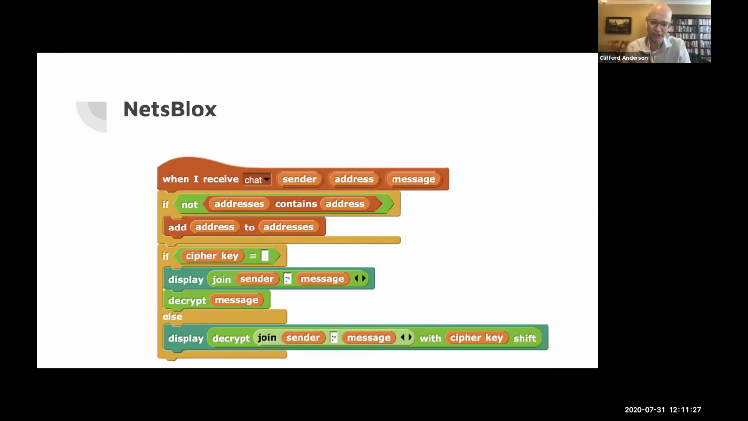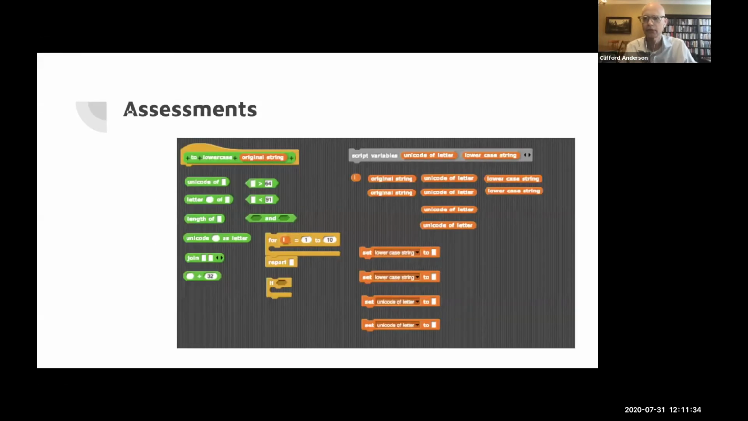Lots of sophisticated ideas that NetsBlox allowed us to develop that are sort of add-ons to typical BJC. With that, I'm going to turn over to Gayathri, and she's going to talk about assessments.